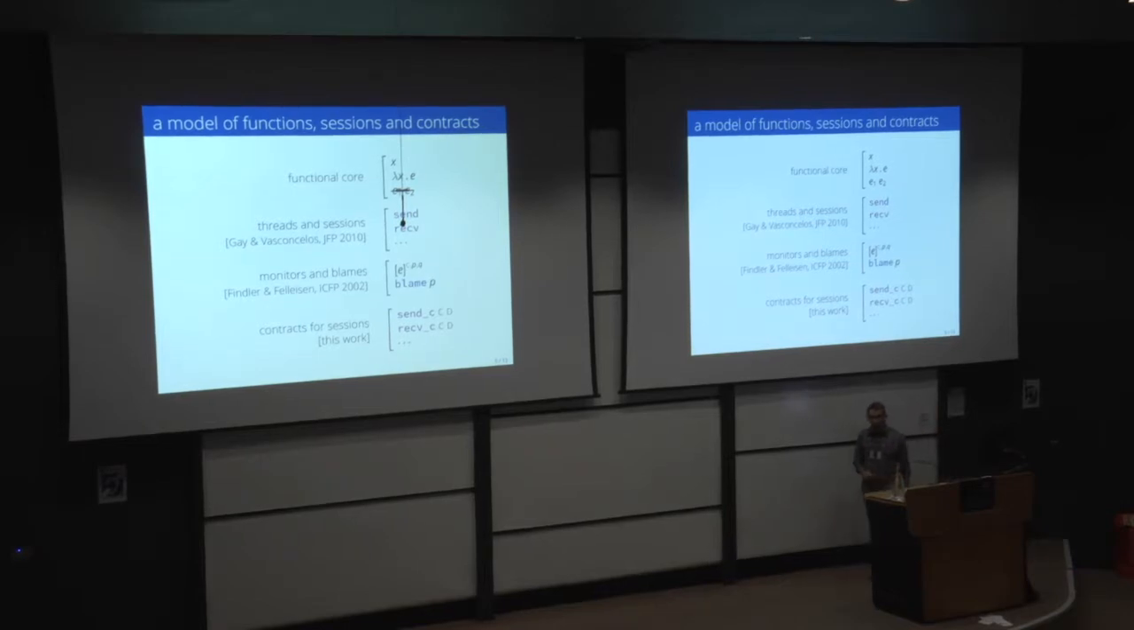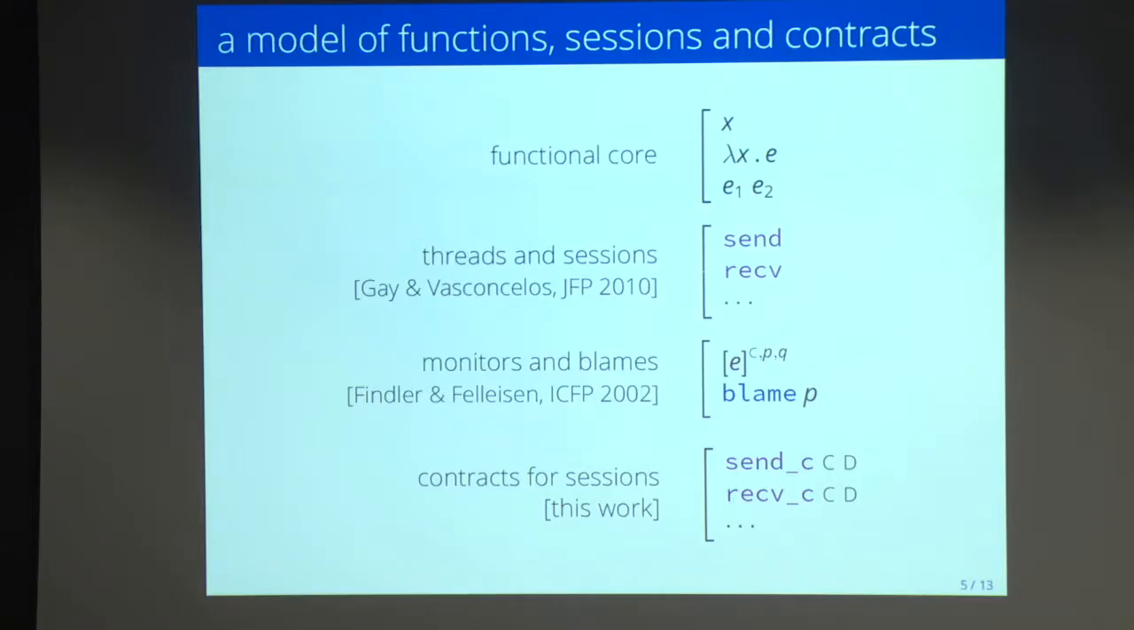So in order to study this setting, we work with a language which has these four components. There is a functional core, which is basically lambda calculus. We have threads for modeling parallel processes communicating with each other. A set of communication primitives for sending and receiving messages over sessions, and then a set of, I would say, rather standard constructs for monitoring expressions at runtime.